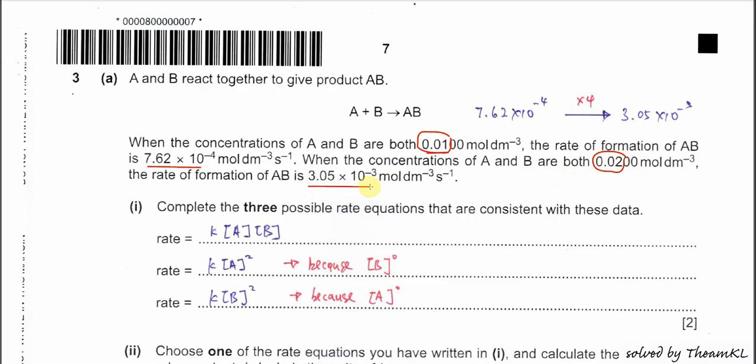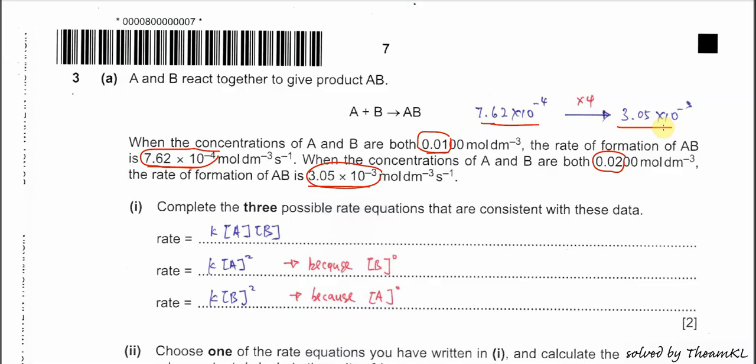The first thing that you need to do is compare the rates. So the one with 0.01 mol per dm cubed, compare with the one that is 0.02. We know that the rate has now increased 4 times. Now the concentrations of A and B both double, and the rate increases 4 times.